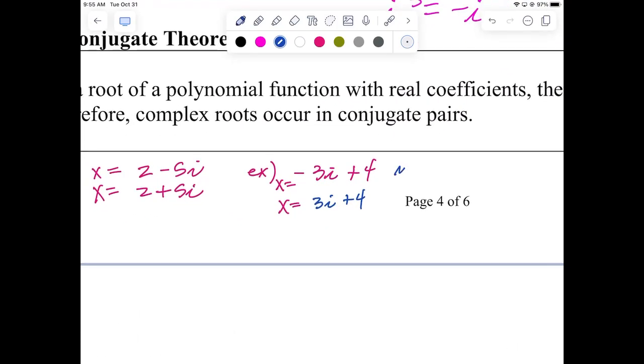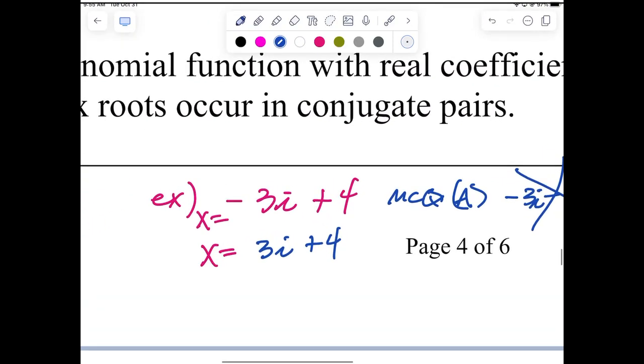If this were a multiple choice question, guess what answer choice A would be as the conjugate? Negative 3 minus negative 3i minus 4. That's wrong, isn't it? If you want, you can first write negative 3i plus 4 in a plus bi format. That would be 4 minus 3i.